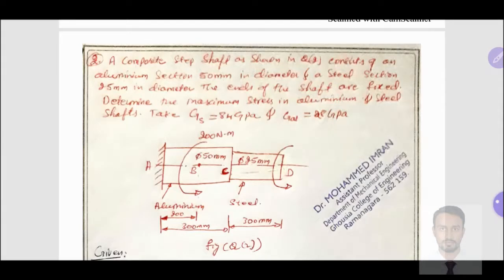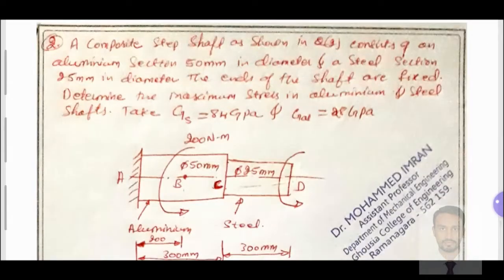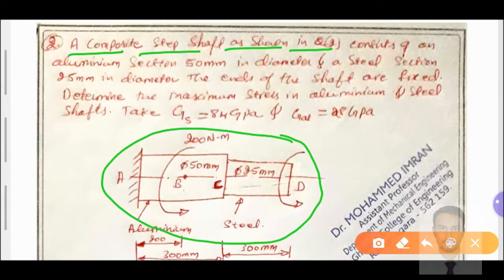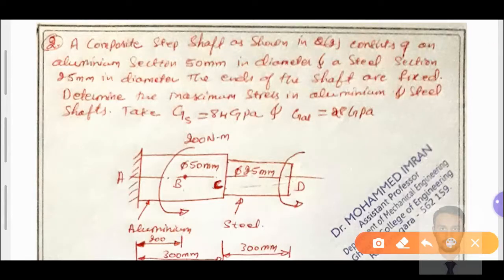Now this problem is quite tricky and different from the previous problem. Carefully, all of you get the idea. Problem number 2 on torsion of shaft. A composite stepped shaft as shown in figure Q2. As stated, the name of this given figure is a composite step. What does it mean? Let's check it out.